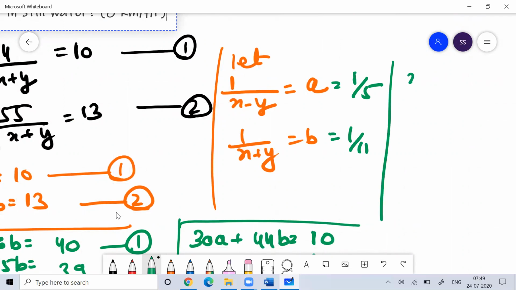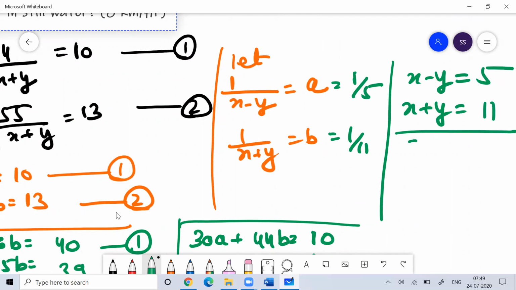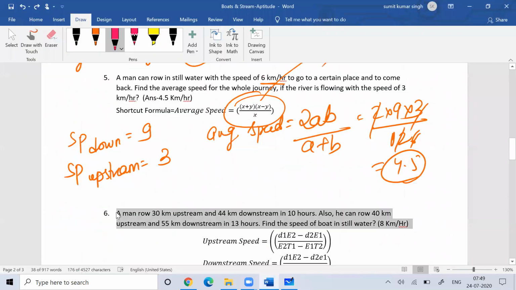So you can say x minus y is equal to 5 and x plus y is equal to 11. So you can say 2x is equal to 16 and x is equal to 8. So all together, this becomes a lengthy process. So imagine if you use that shortcut formula, you can get the answer very fast.